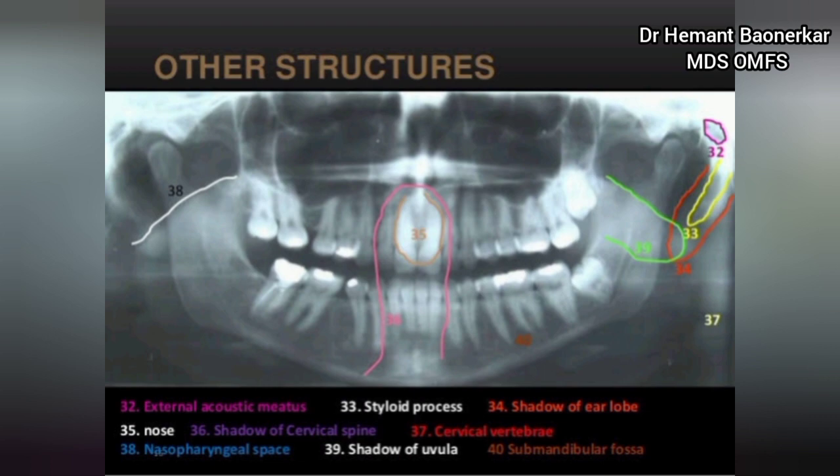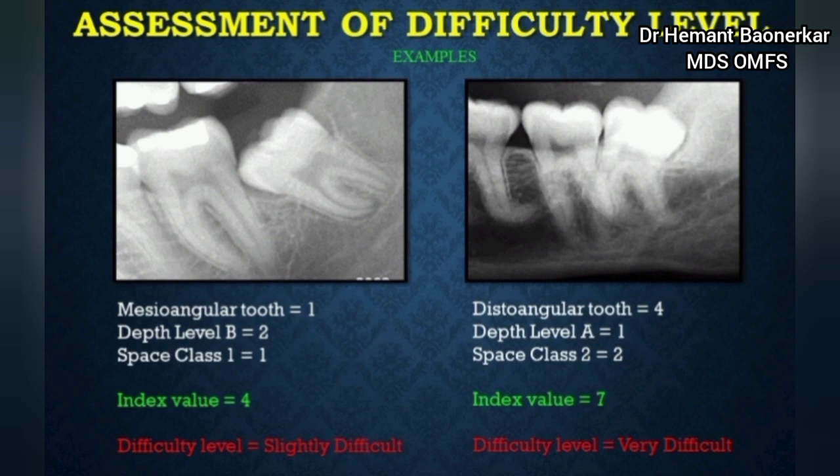Let us see some OPGs used in our clinical diagnosis. Mostly we advise the patient an OPG for wisdom tooth assessment. The assessment of difficulty level based on Pell and Gregory and their index value we can find on OPG. These two images show a mesioangular and a distoangular wisdom tooth, having difficulty indexes of 4 and 7. So we can conclude the difficulty of the wisdom tooth.